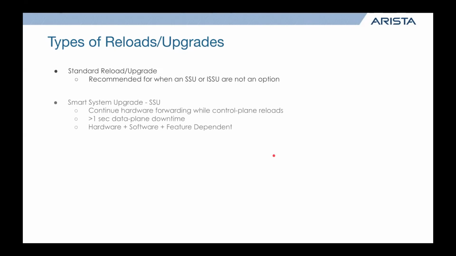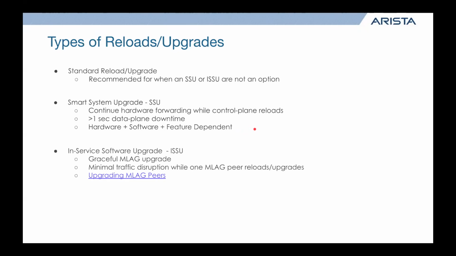But because of how we've implemented our operating system, we actually have something a bit better than that. We have something called the Smart System Upgrade. What we do here is we optimize the boot sequence, and we actually don't bring down the data plane while the control plane reloads. So we can forward traffic in hardware while the switch reboots. And so we end up seeing less than 1 second of data plane downtime. There are limitations with this as far as which hardware and software and feature sets are supported with that, but we'll talk about that a little bit later.